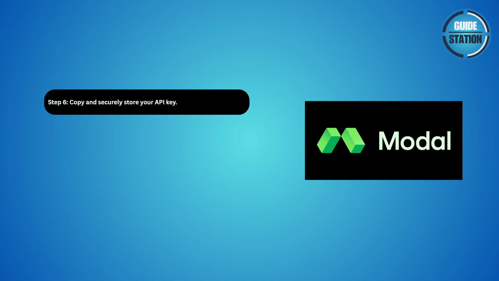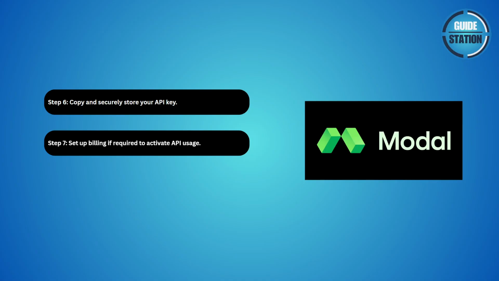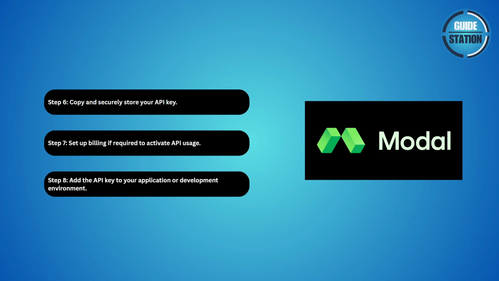Then copy the API key immediately and store it somewhere secure since it may only be shown once. If prompted, set up billing information to activate or increase your API usage limits. And finally, you want to paste the API key into your app, backend, or development environment to start using GLM-5.